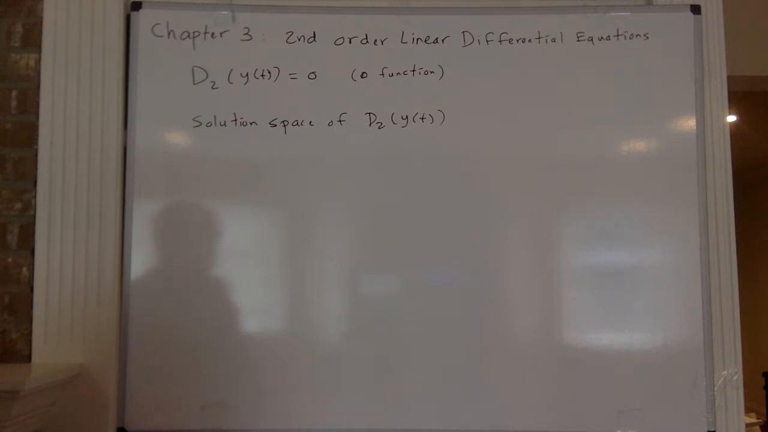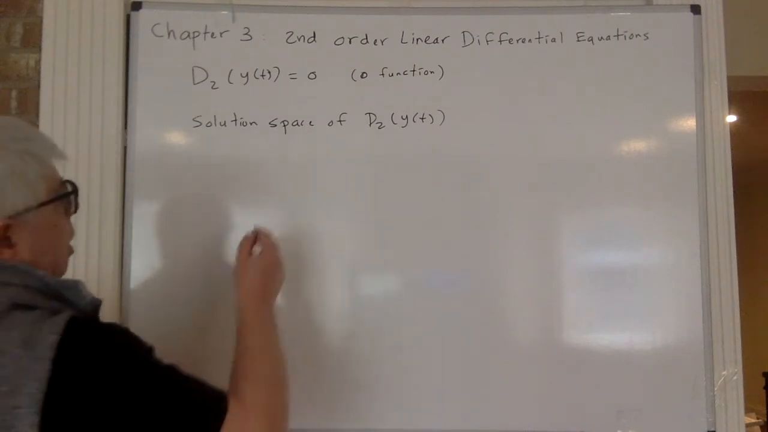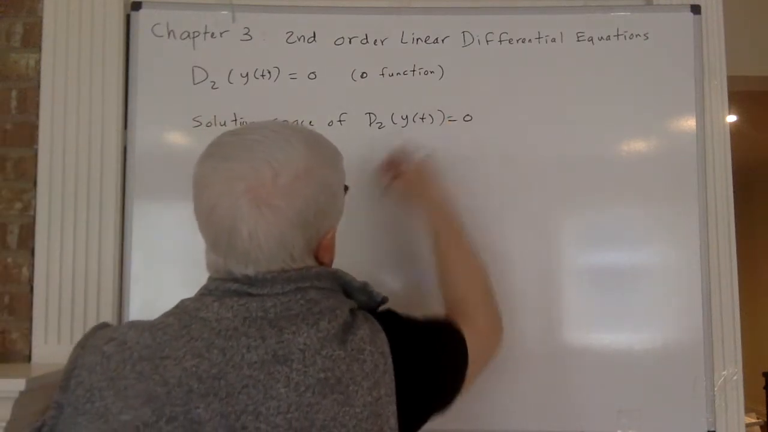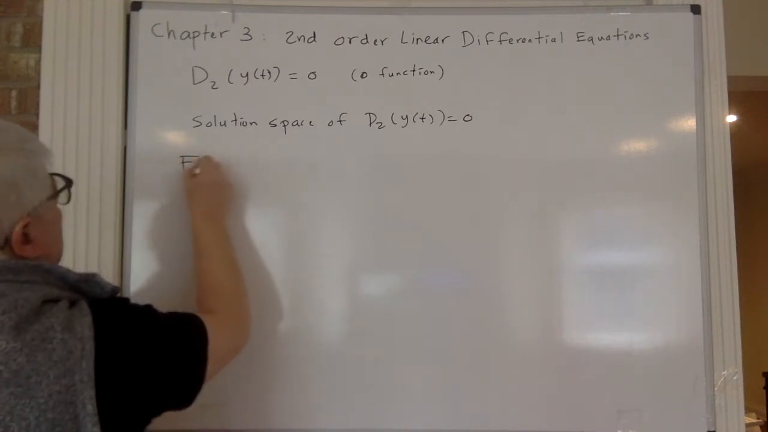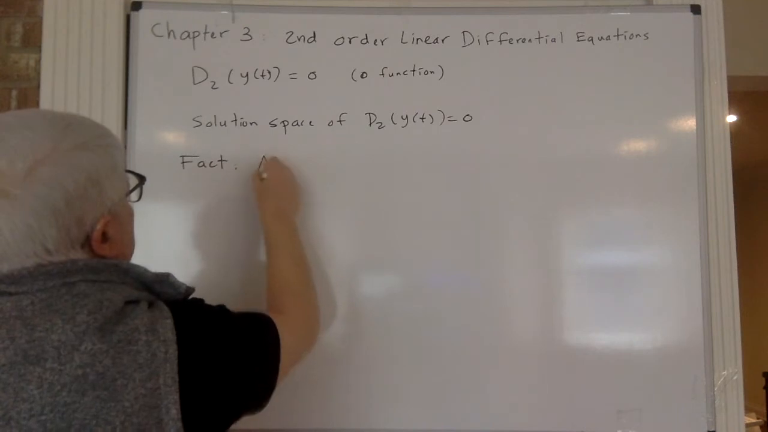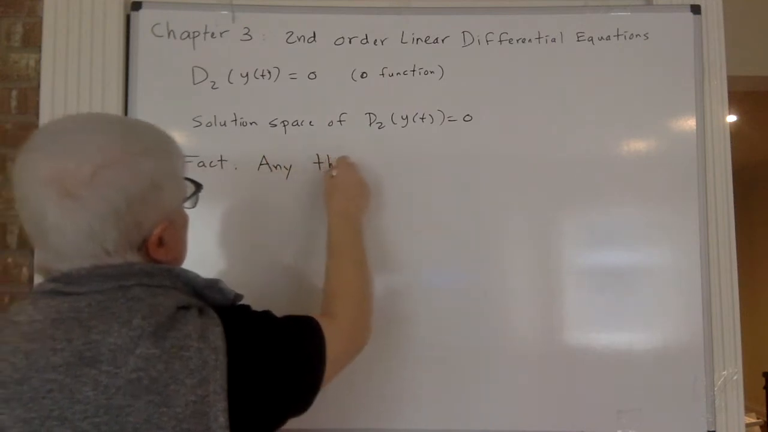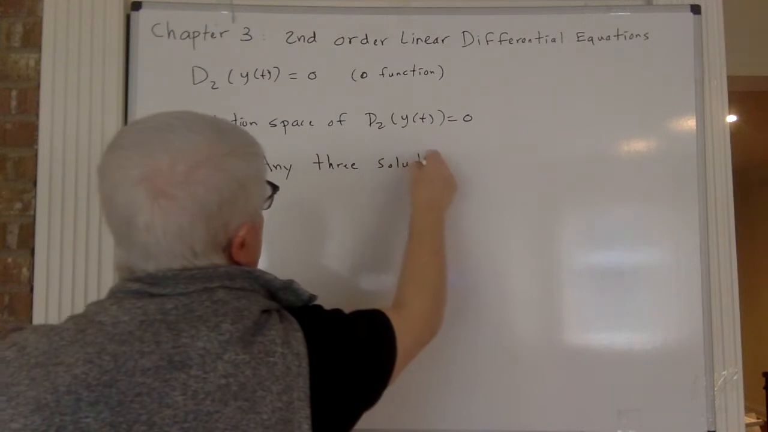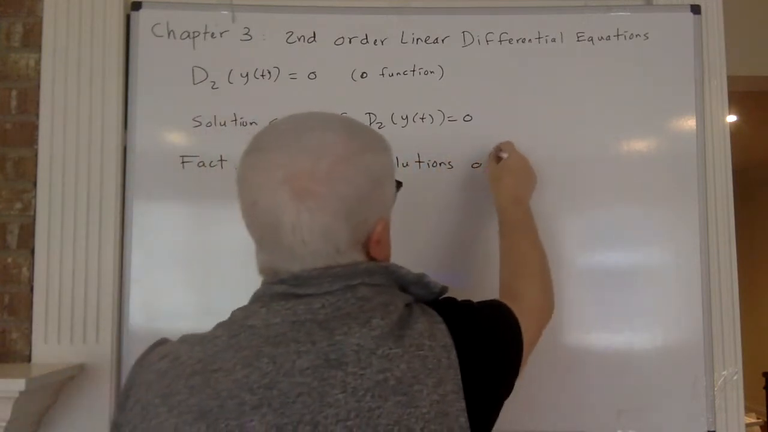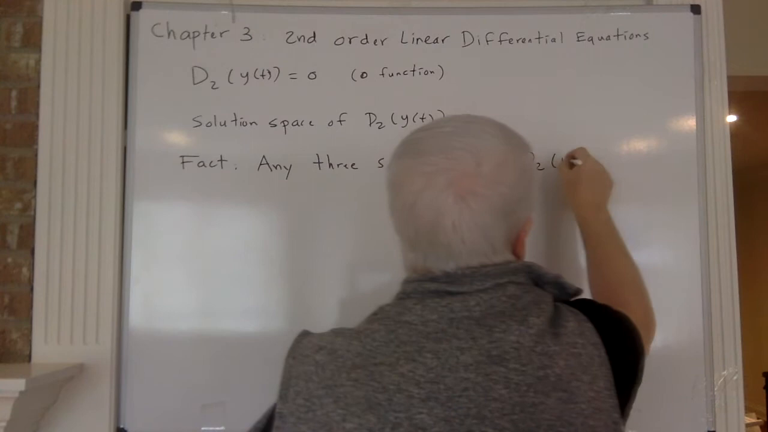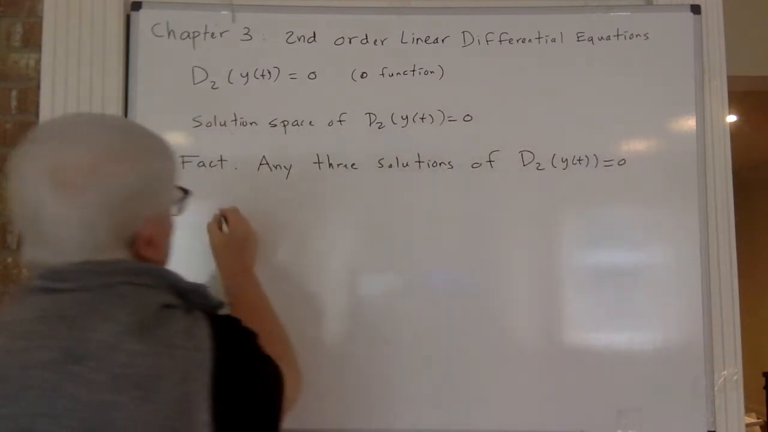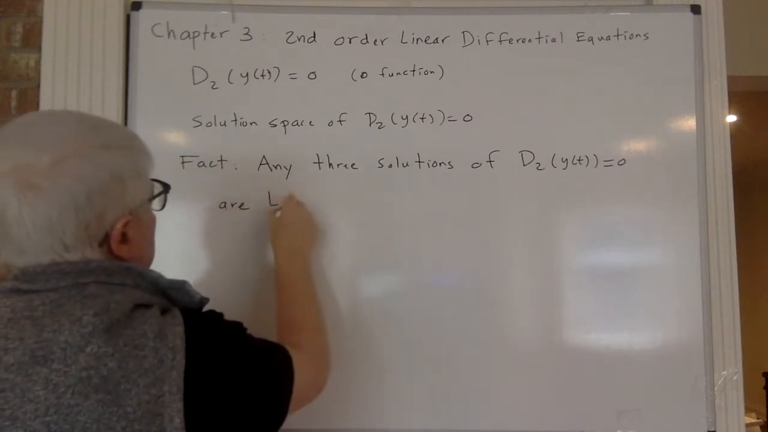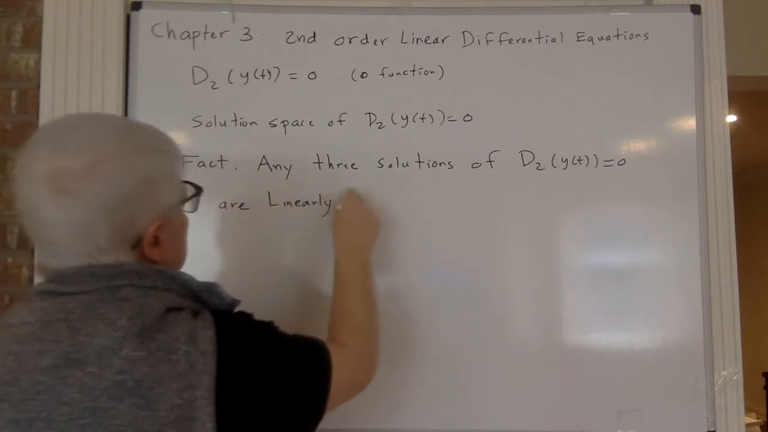So now the first thing, in fact, the first theorem is this. The first fact, and I will prove this fact: any three solutions of D2 y(t) equals 0 are linearly dependent.